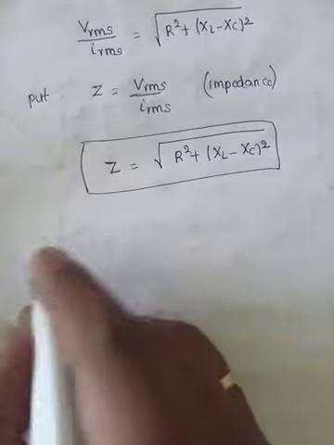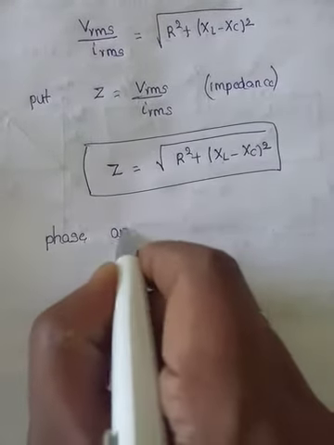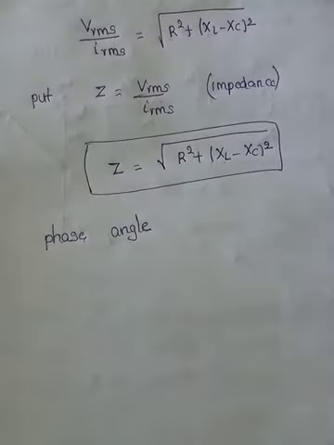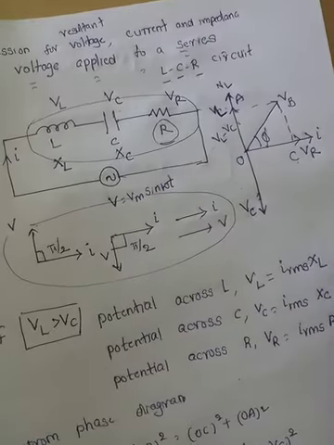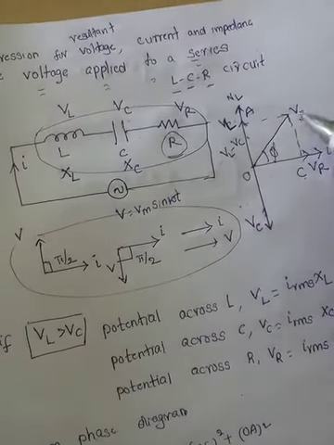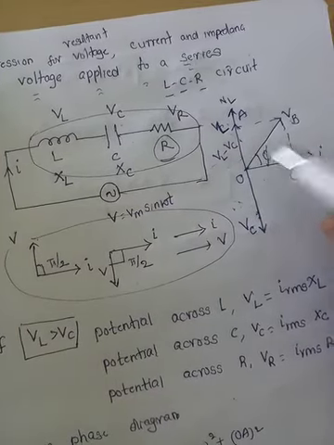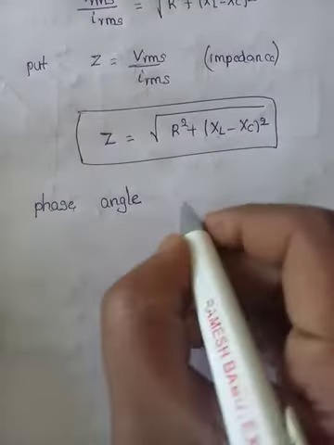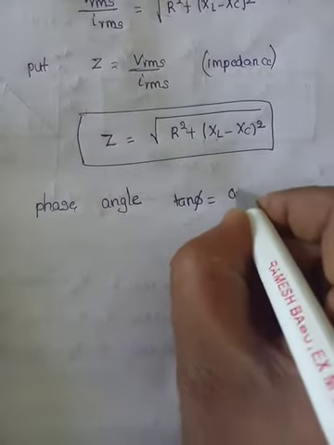Next, phase angle. What is phase angle? Let us assume that this resultant is making an angle phi. From this triangle, tan phi is equal to what? Opposite side by adjacent side. What is the opposite side? VL minus VC. The adjacent side is VR. Then what can you write here? Tan phi is equal to OB.